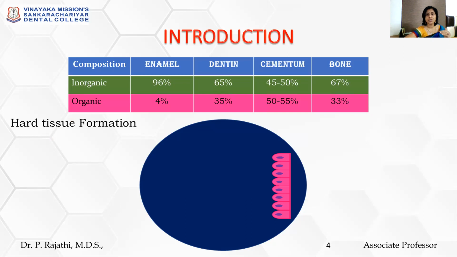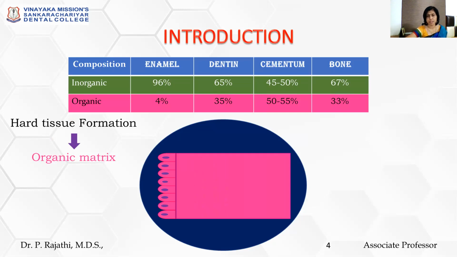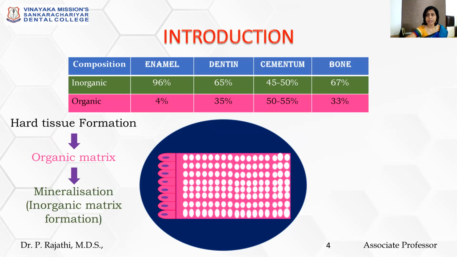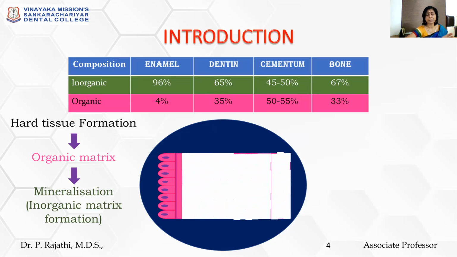Any hard tissue is formed generally by first formation of an organic matrix, and then mineralization is going to occur on the organic matrix. So the cells which produce the hard tissue first form the organic matrix. Over the organic matrix, the hydroxyapatite crystals get deposited, grow in size, and get mineralized, resulting in the formation of the inorganic matrix. You can see the composition of the organic and inorganic matrix varies between different types of hard tissues.